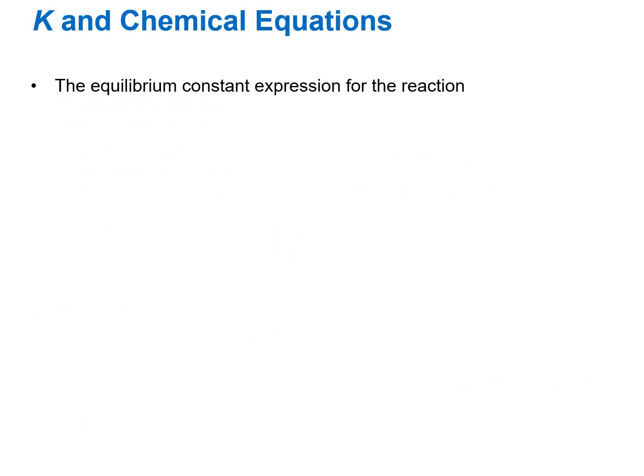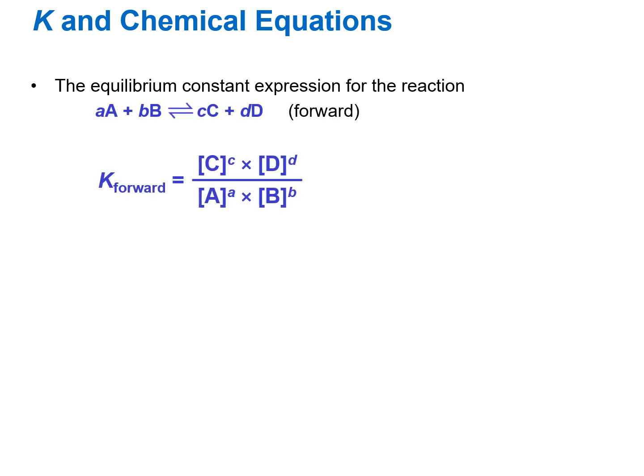So we've established that the equilibrium constant for a reaction such as this one will be set up like this, where we have the products on top and the reactants on the bottom. But remember, our reaction can not only go forward, but it can also go in reverse. So what happens to the equilibrium constant when our reaction is going in reverse? Well, let's take a look at that.